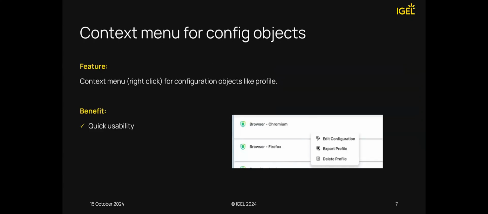Then we have the context menu for config objects. Last year we introduced the context menu for the devices, for the device section, and now it's also possible for the config objects. So with right click, you then have the commands directly in the menu. For example, edit configurations, and now also delete the profile, for example.